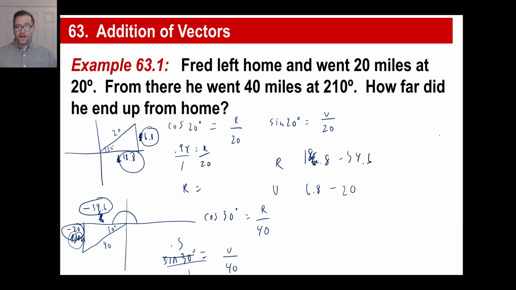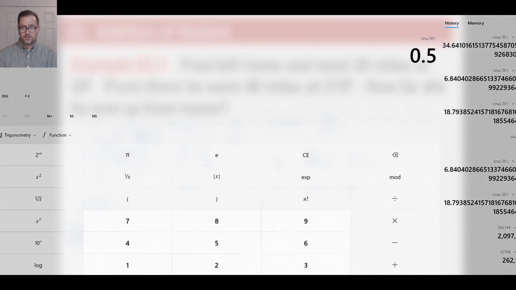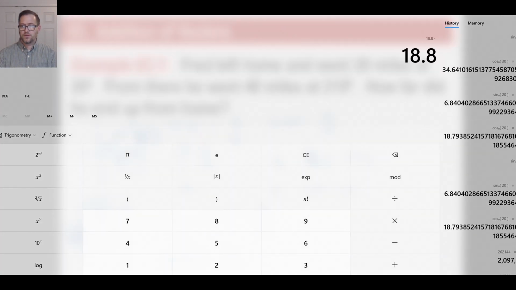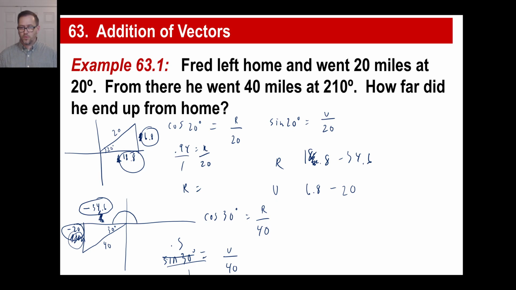So all we need to do to find the actual r and u coordinates is to just simply add these together. So we have 18.8 minus 34.6 equals negative 15.8. So there's our r value, negative 15.8 r. And then we have 6.8 minus 20. If we were to do that, we'll get negative 13.2 u. And that is what we're going to do.